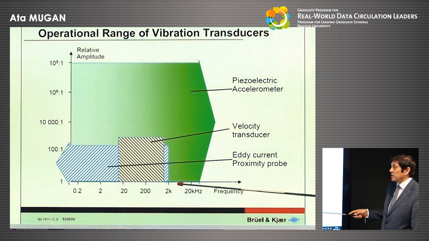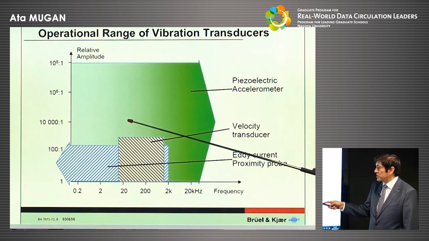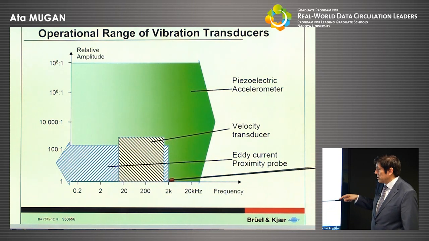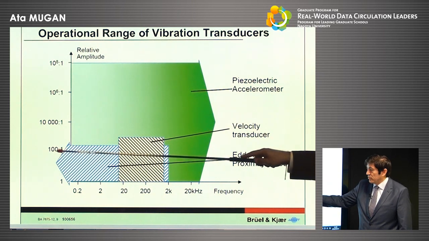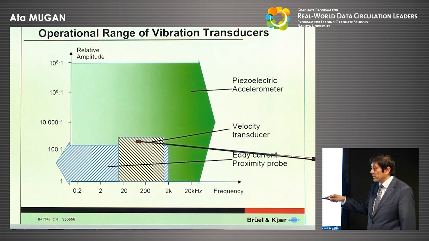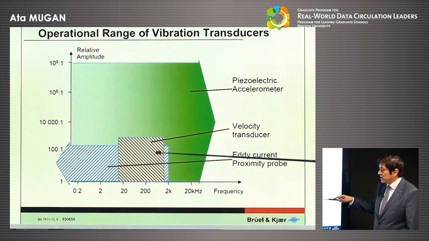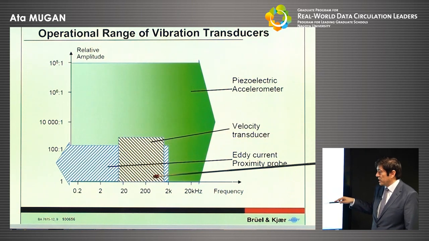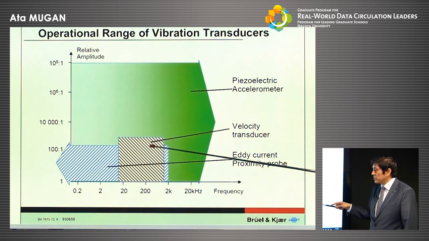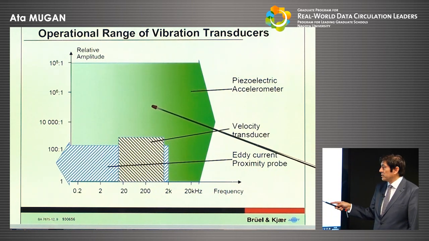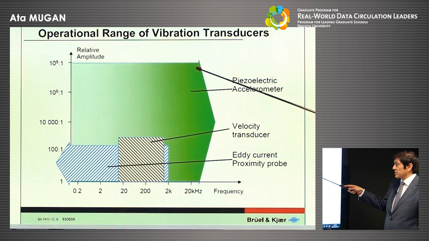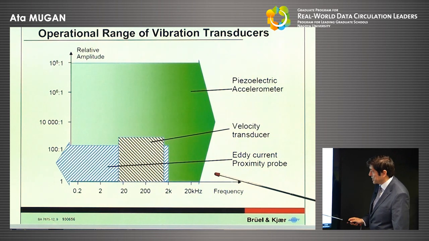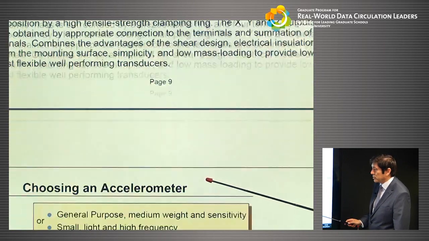If you look at the practical applications of these sensors, for instance, eddy currents are used in this range. Having low frequency, you can see, and relative amplitude is again low, 100 to 1. Velocity transducers, DC tachos, actually in this range, again, they have low amplitudes, and again, their frequency range is lower than piezoelectric accelerometers. But if you look at piezoelectric accelerometers, up to 100 kilohertz you can use them, so it covers almost all range. That's why today piezoelectric accelerometers are used in almost all practical applications.